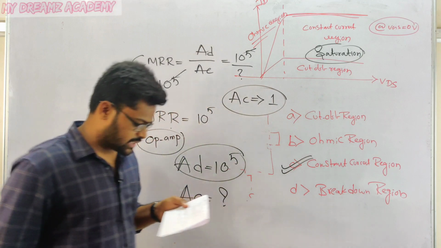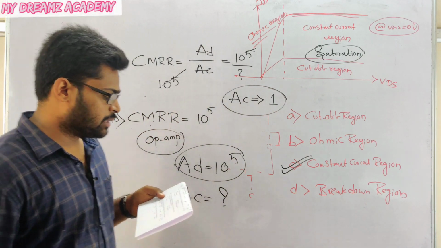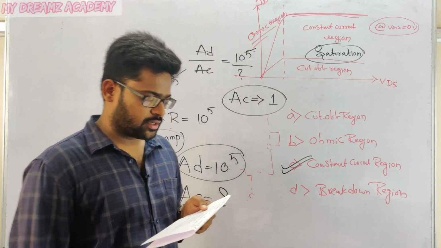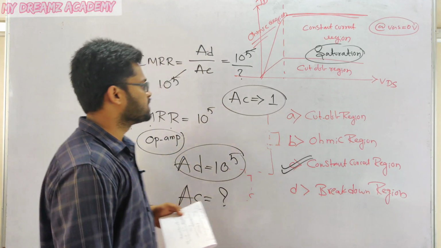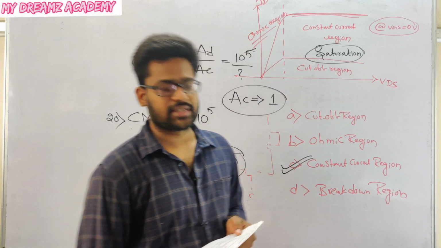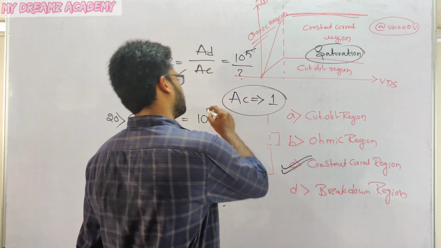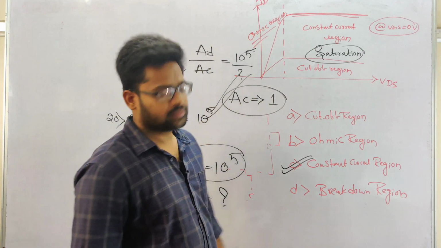So which option is correct? Option A is 10 power 10, that is wrong. Option B is 2 into 10 power 5, that is also wrong. Option C is 10 power 5, that is also wrong. Option D is 1. That's all.